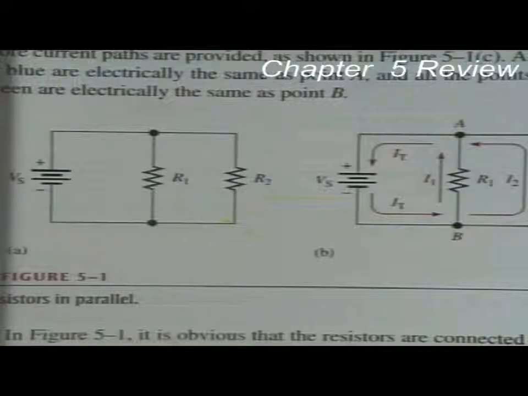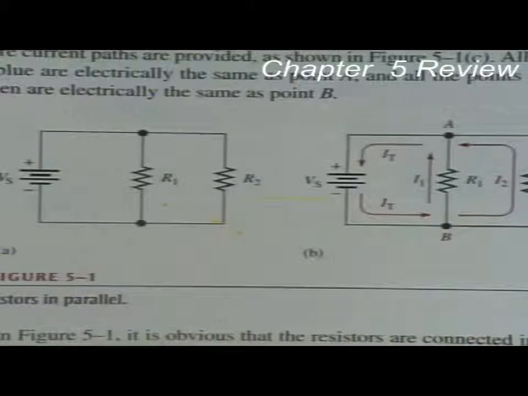It's important that you understand when you see key terms in your textbook that those are in fact key terms and they're important. So you need to know the meaning of parallel. You need to know the meaning of branch. You need to know the meaning of Kirchhoff's current law. You need to know what a node is. And you need to know what a current divider is.